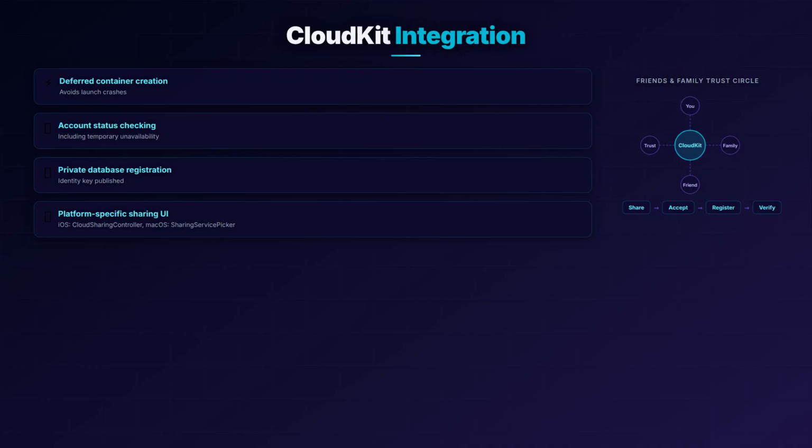On iOS, it uses the UICloudSharingController. On macOS, it uses the NSSharingServicePicker. The peer provider fetches peers from both your private database and shared databases across all accepted shares.